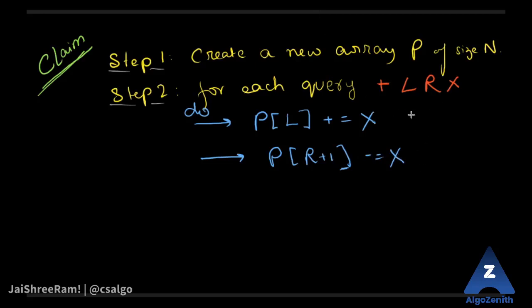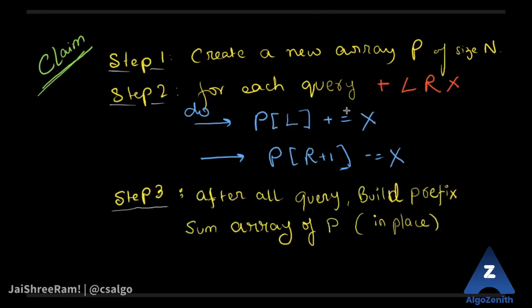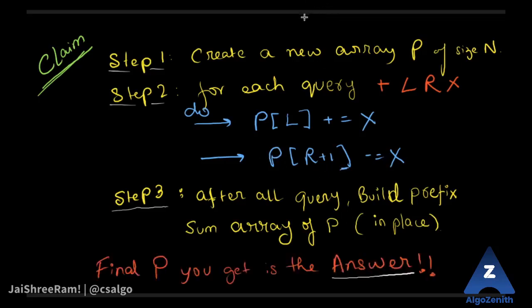So when one query comes, you perform this operation, then the next comes with a separate L and R, so you perform that accordingly, and you do this for all the queries. Now after all the queries are done, you build the prefix sum array of the array p in its present state. You can do this in place by looping from i equal to 0 to n minus 1, because you can use the value at i and the prefix sum at i minus 1. And voila, you have the final p, which is the answer. The p you create with this 3-step process is your answer.